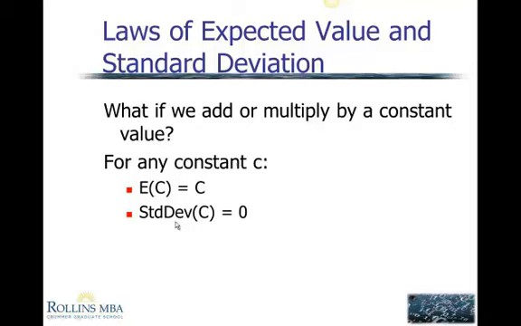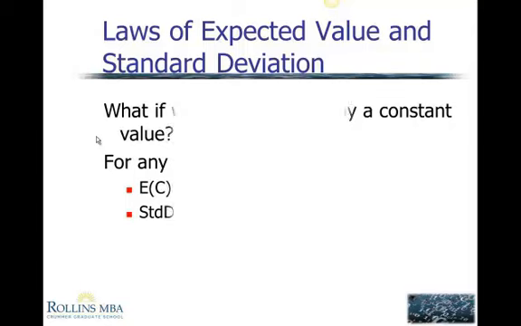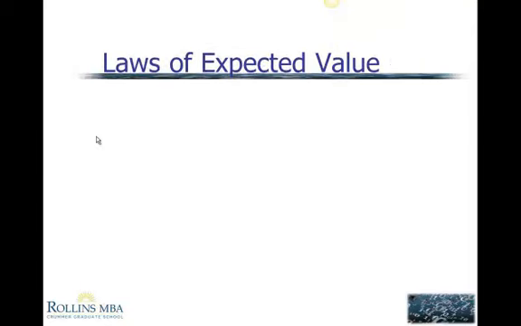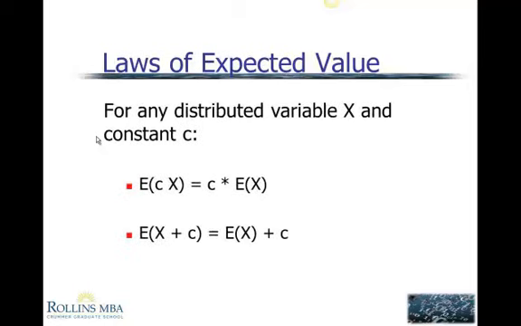What about the standard deviation? What about the variability or dispersion of a constant? Well, if it's a constant, it's a constant. So it has no spread or variability. Its standard deviation is 0. And if we use these two ideas, they can help us understand how we could save ourselves a little bit of trouble if we're adding or multiplying a constant value times some discrete probability distribution. And these are captured in something called the laws of expected value, or the laws of variance and standard deviation.